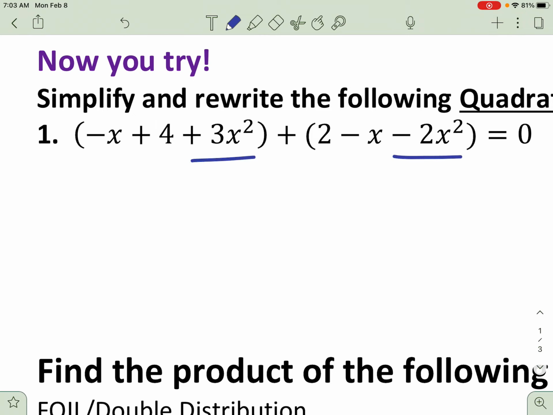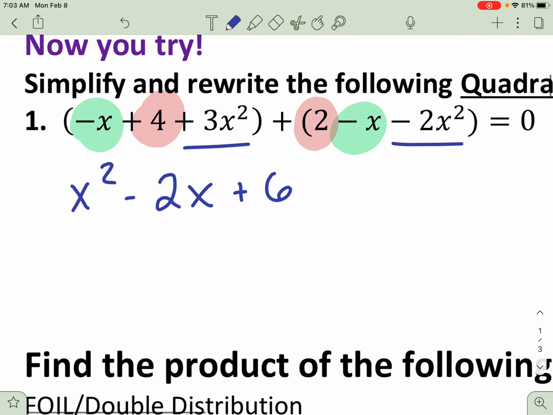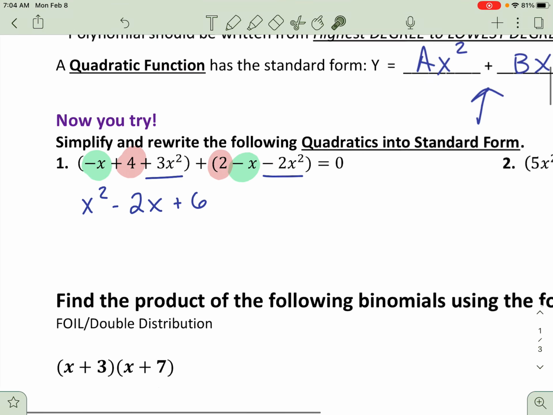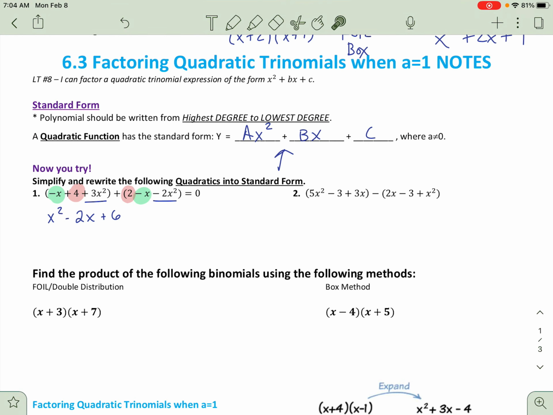Okay, so in this example we're adding a few items, so we want to combine like terms. Well, these both have an x squared, so we're going to combine them. 3x squared minus 2x squared gives me 1x squared. Okay, then we have a negative x and a negative x. That gives me negative 2x. And then we have a positive 4 and a positive 2, right? So that gives me a positive 6. And that's in standard form because it's got the highest exponent first, and then an x value, and then a constant. Okay, same idea here.